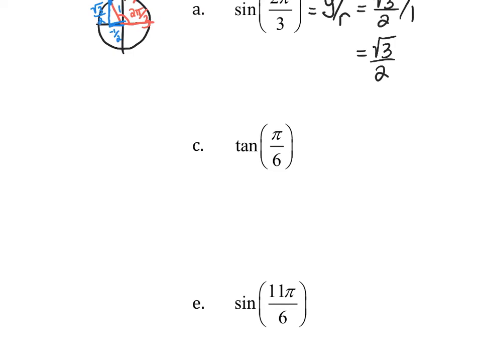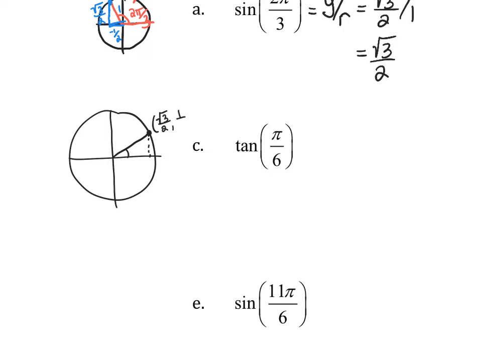Okay, now for pi over 6. Pi over 6 is 1/12 of the way around the circle, or 30 degrees. And again, that's that 30, 60, 90 triangle. This time the x-coordinate is root 3 over 2, and the y-coordinate is 1/2.